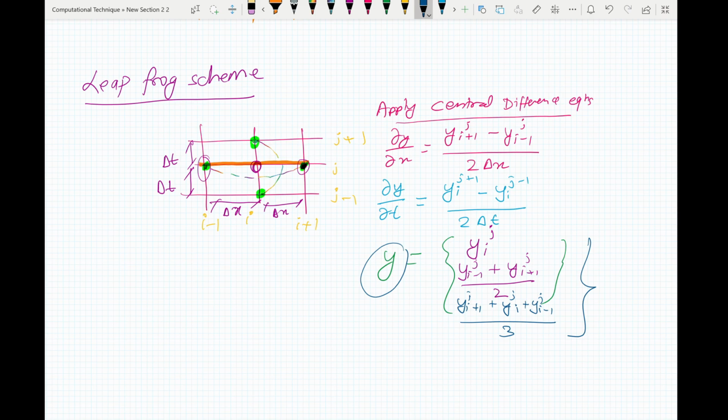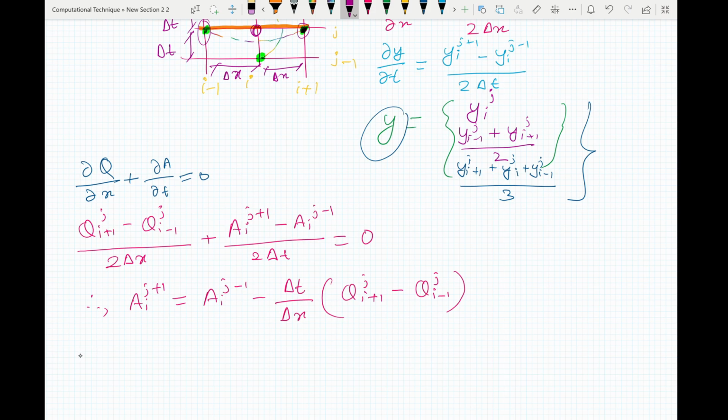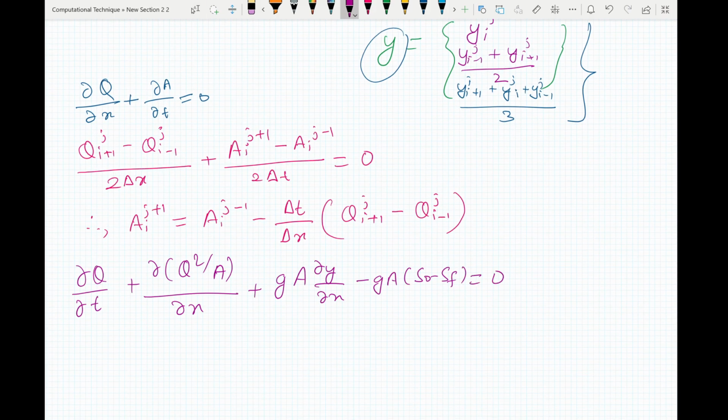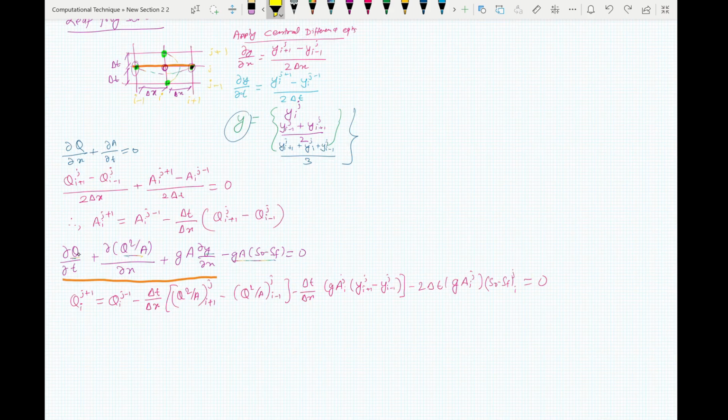Now your continuity equation, which is given by dq by dx plus dA by dt equals 0, will become equal to this, and you'll have your momentum equation as well. Now you can use a similar procedure, and finally you'll get q i j plus 1 equals q i j minus 1 plus these terms. You can try substituting these terms in place of y and get this equation. So this is how you solve for q.